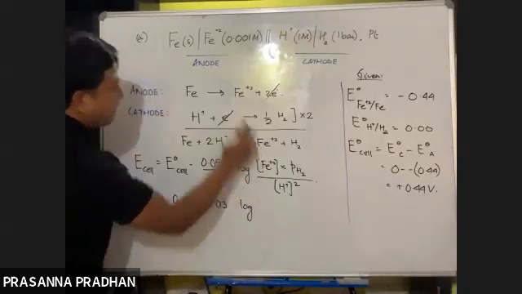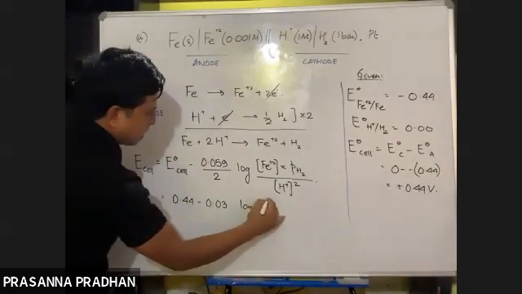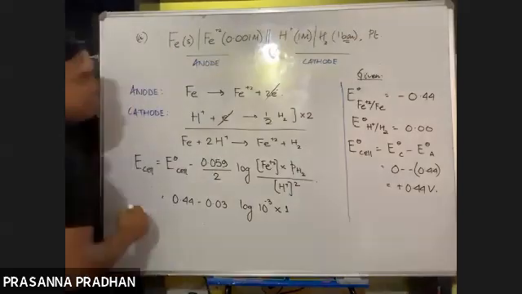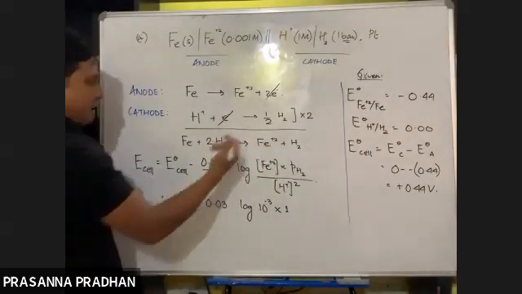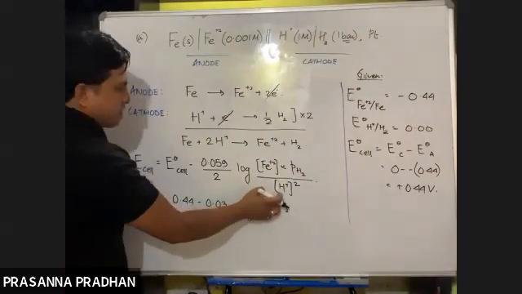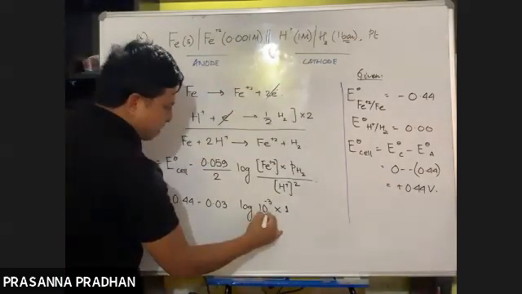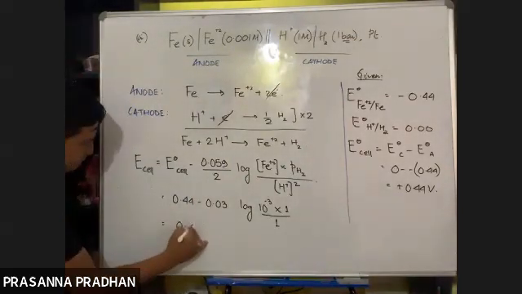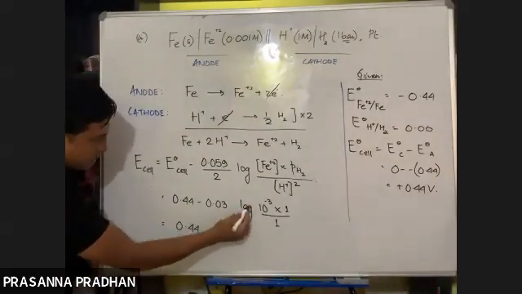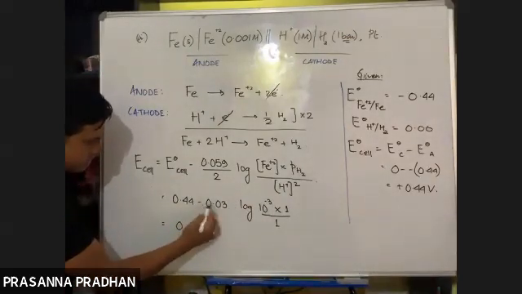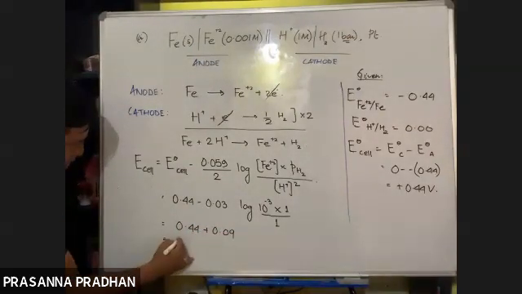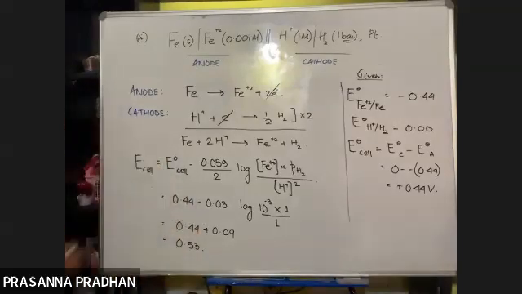Log, what is the concentration of iron ion? 10 to the power minus 3. What is the partial pressure of hydrogen? 1, it's given as 1 bar. Even if it is not given, the partial pressure of hydrogen will be 1. And here, what is the concentration of hydrogen ion? It's given to be 1 molar, so it's going to be 1. So this is going to be minus 3 log 10, that is minus 3. Minus times minus becomes plus, plus 0.09. So the answer is going to be 0.53, so E cell is going to be 0.53 volt.